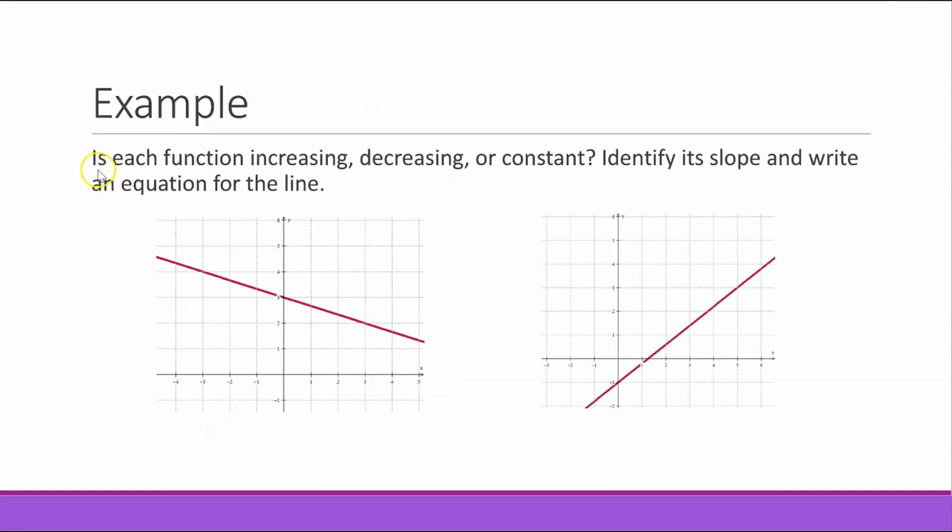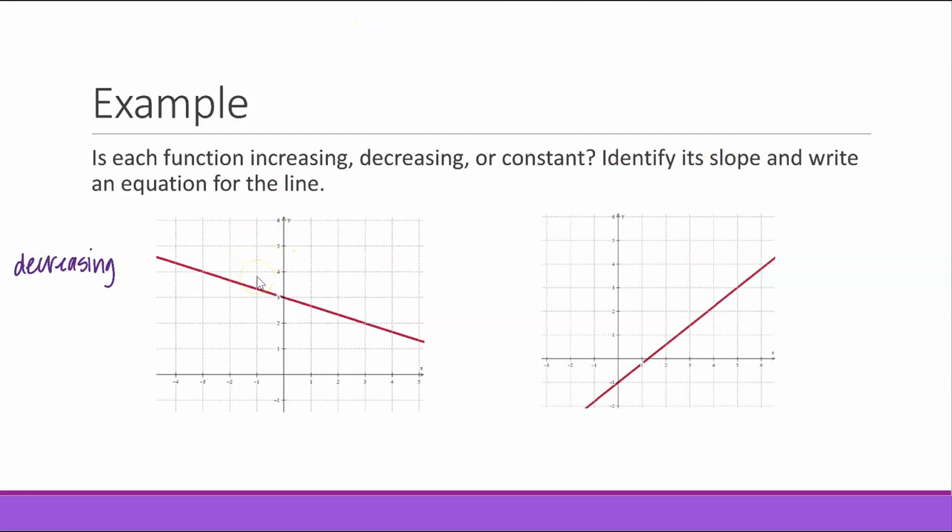In this example, I want to identify, is each function increasing, decreasing, or constant? Identify its slope and write an equation for the line. So first, looking at this left graph, as I move from left to right, I can see that my y values are falling. It's like I'm walking down a hill. So it's a decreasing function that I'm looking at. So we'll start with that. And the second part of the question is, what is its slope? And then write an equation for the line.